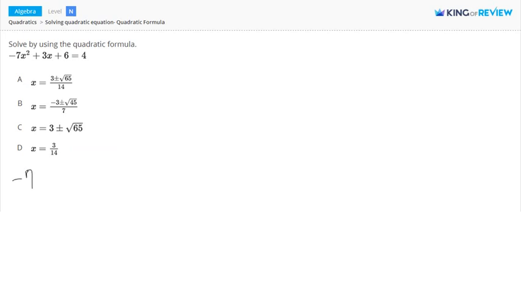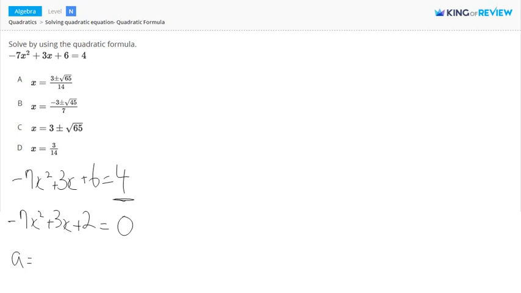But first, let's make this quadratic equation a little bit nicer. We don't want this 4 over here, so we're going to be subtracting 4 from both sides. 3x, 6 minus 4, that's 2. So now we have our a value, b value, and c value. A is -7, B is 3, and C is 2.